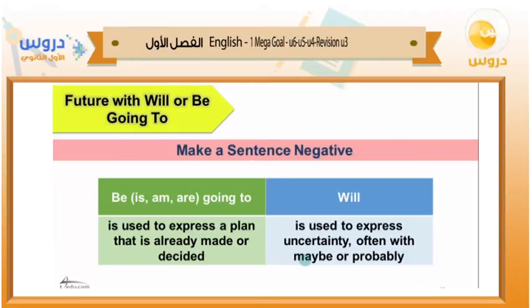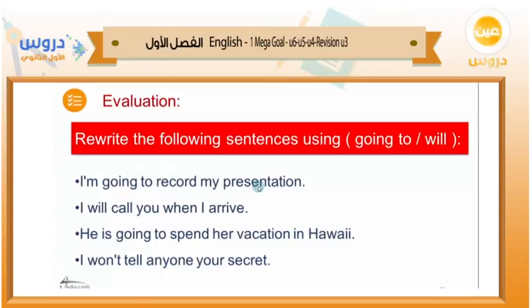So, how do we make them negative? You remember, we just add not. I will go, I will not go. I am going to go, I am not going to go. So now rewrite the following sentences and change them using going to to will or will to going to. I'll do number one for you.